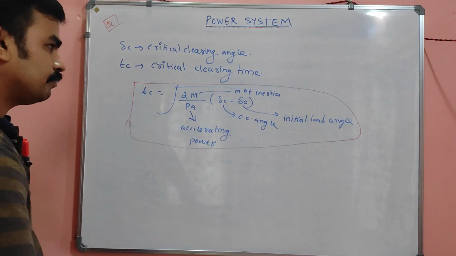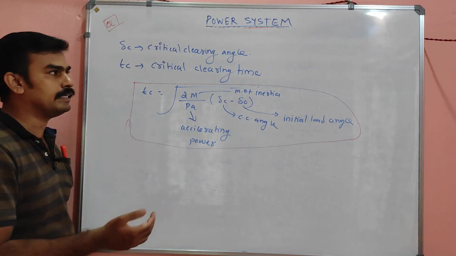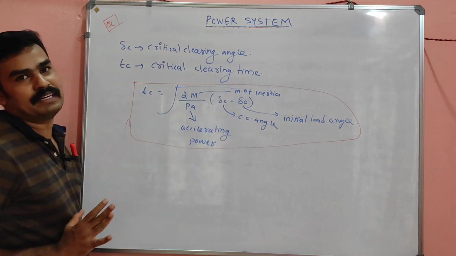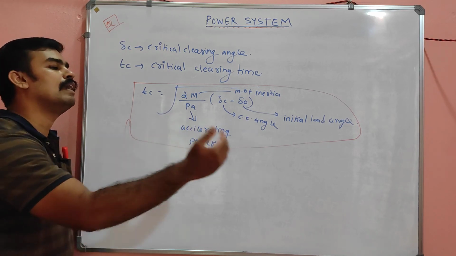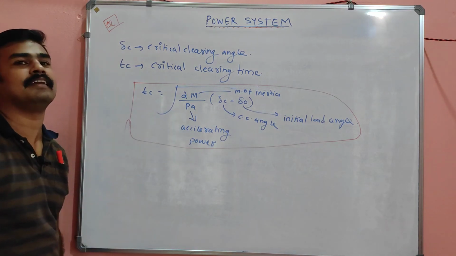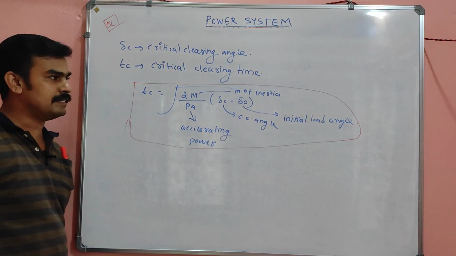That's all. If you clear the fault after this Tc, critical clearing time, then that machine will definitely lose synchronism. You can't bring back your machine to synchronism. It should be isolated permanently. Is it clear? So that is the concept, my dear.